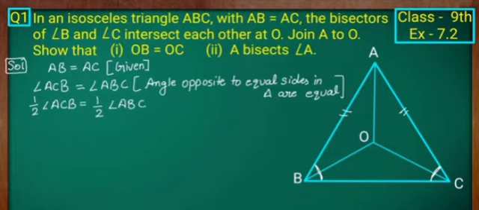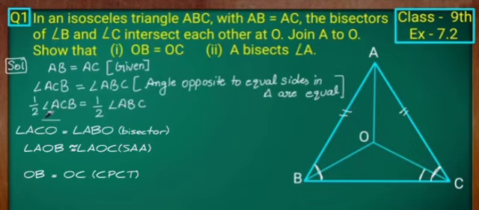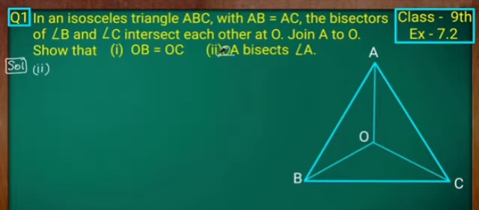Now, what's the half of angle ACB? Yes, angle ACO. Then what's the half of angle ABC? ABO. So from this step you can write angle ACO equal to angle ABO by the rule bisector. Then from this you can say triangle AOB congruent to triangle AOC by the rule side angle angle. So OB equal to OC by the rule CPCT. Okay, first part over. Now second part.